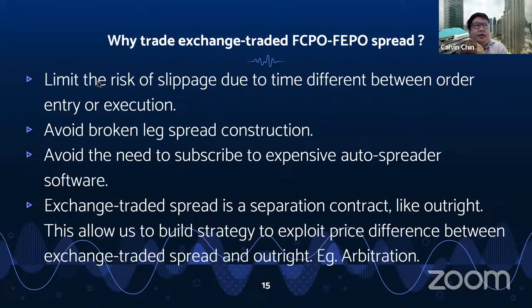And then the exchange traded spread is a separate contract. So this exchange traded spread is actually a separate contract from the outright. So with this outright and the contract spread, we also can exploit inefficiency, meaning that there is an arbitrage possibility that you can catch.